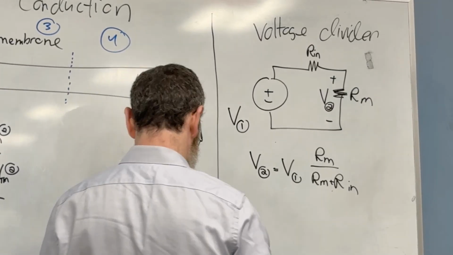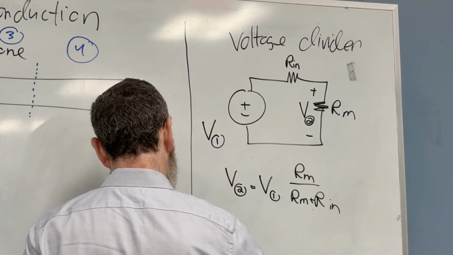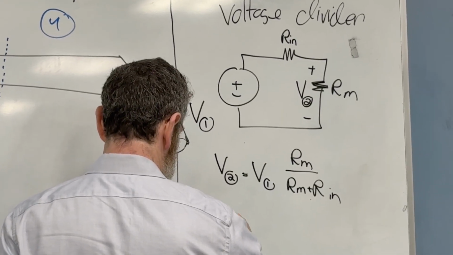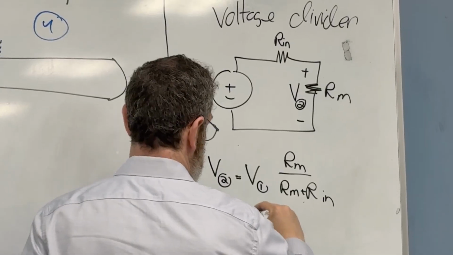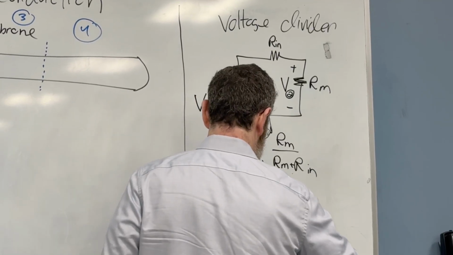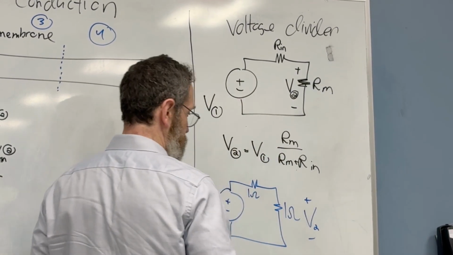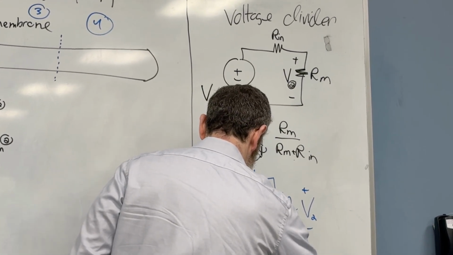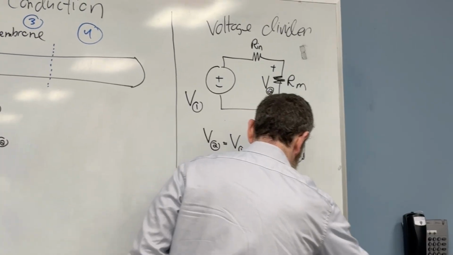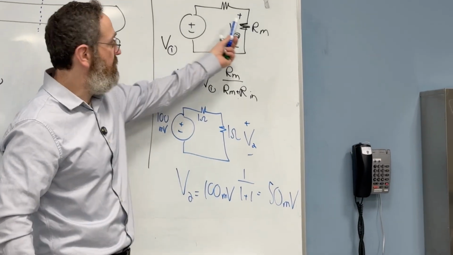For example, to make it clear, if we want to be specific, if this was 100 millivolts, and I gave this a 1 ohm and this a 1 ohm, and I asked what is the V out here, what I'm calling V2, I would say V2 is equal to 100 millivolts times 1 over 1 plus 1, which is equal to 50 millivolts. So if I have 100 millivolts here, I get 50 millivolts there.